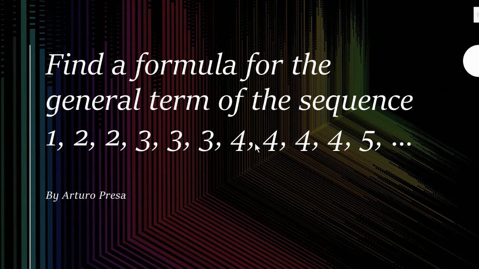Hello, in this video, we are going to discuss the solution of a very interesting problem. The problem is to find a formula for the general term of the sequence whose first term is 1, the second one is 2, the third one is 2, then 3, 3, 3. Notice that the 2 is repeated two times, and then the 3 is repeated 3 times, and then the 4 is repeated 4 times, and so forth.